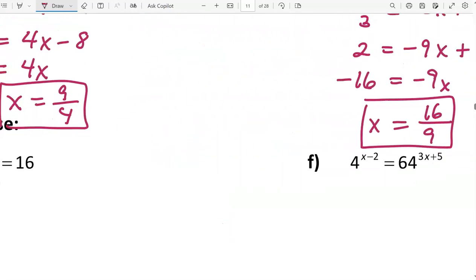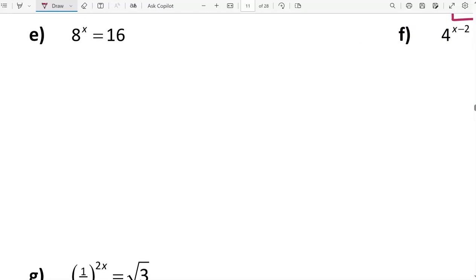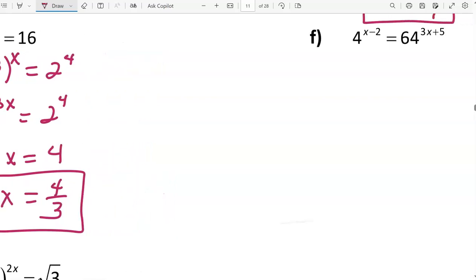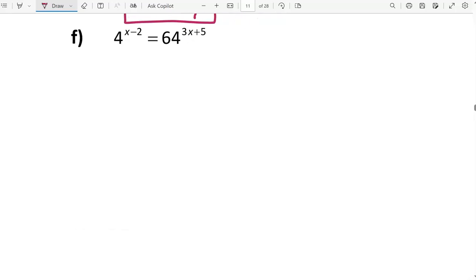All right, there are a few for you to try. Pause the video and try E on your own. Okay, here's the solution to E. Now let's move to F. Try this one on your own and pause the video.